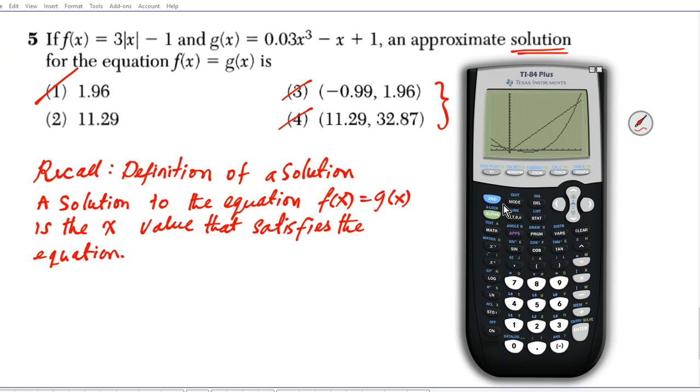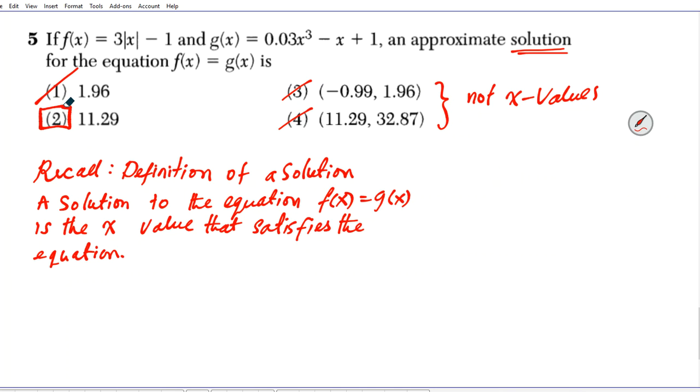Now let's calculate what this intersection is. Calculate intersection. You can easily see that it is going to be 11.29, but I gotta show you so you see for sure that what I'm saying is correct. First curve, second curve, guess 11.29. That's perfect. So that is the solution that we're looking for. The correct answer to question number 5 is option 2.